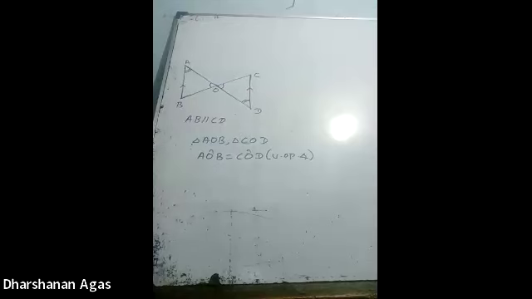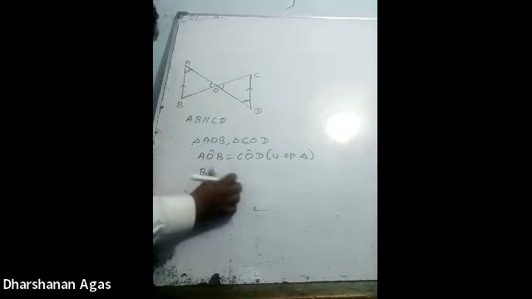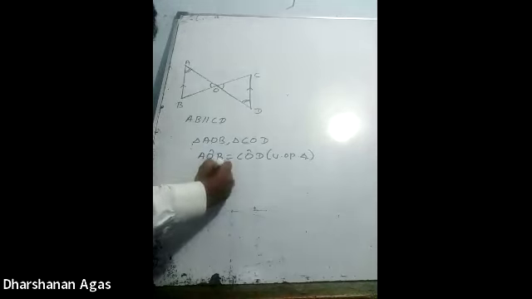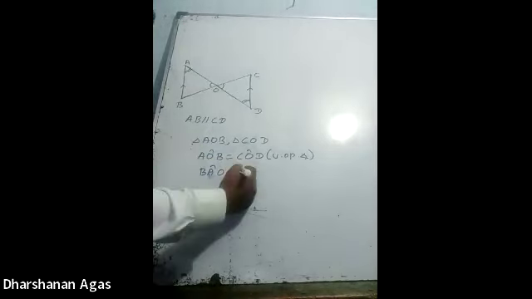Alternate angles. When alternate angles are formed between parallel lines, they will be equal. Vertically opposite angles are formed equally when two lines intersect. Between the parallel lines, the alternate angles are formed equally. This is angle BAO, equal to angle CDO.